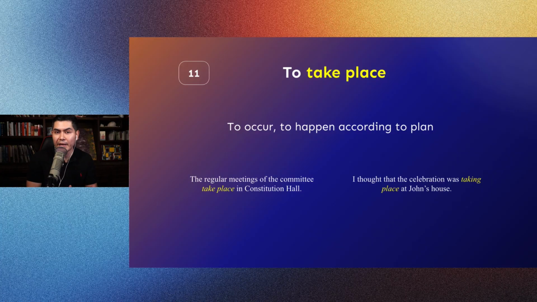Maybe they take place in a venue once a year at the end of the year, December, the Christmas party, everybody's there. So they take place outside of the business location because you want a proper venue. So that's where they take place. I thought that the celebration was taking place at John's house, right? So they're going to celebrate a graduation or, I don't know, a baby shower, whatever the case may be. And where's it taking place?